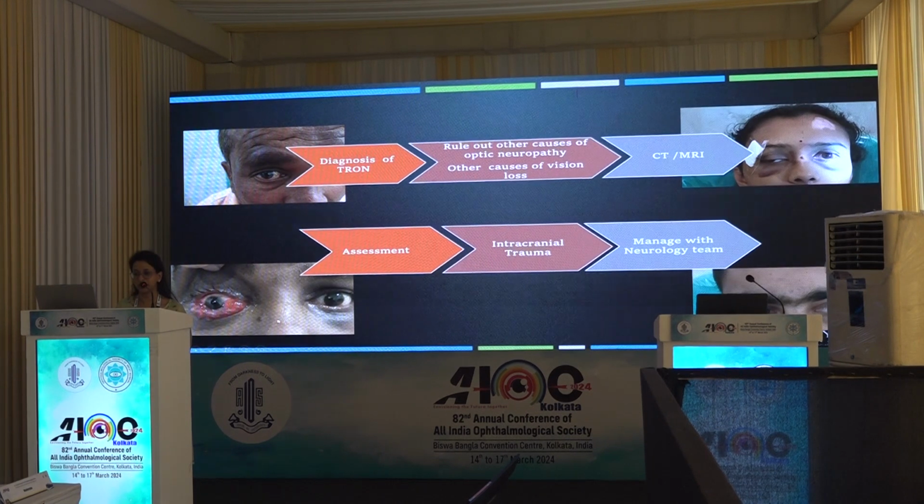We need a proper clinical assessment, and we also need to look for associated intracranial trauma, because it may not be important to manage the traumatic optic neuropathy when the patient has an intracranial bleed. So at this point, we need to rule out intracranial trauma and refer the patient to the neurologist or the neurosurgeon, and manage accordingly with the neurology team.